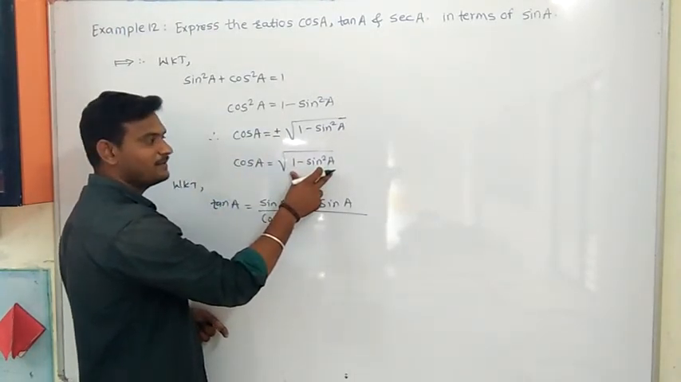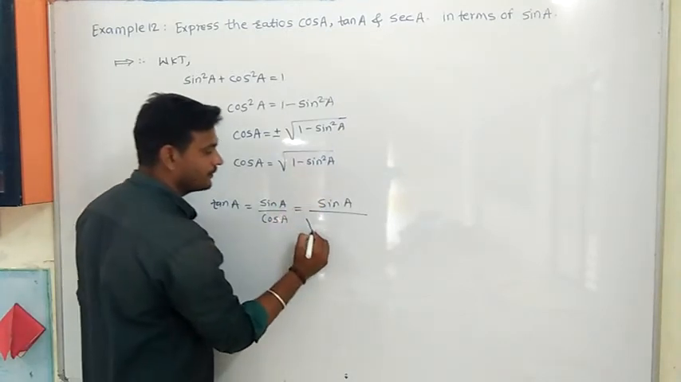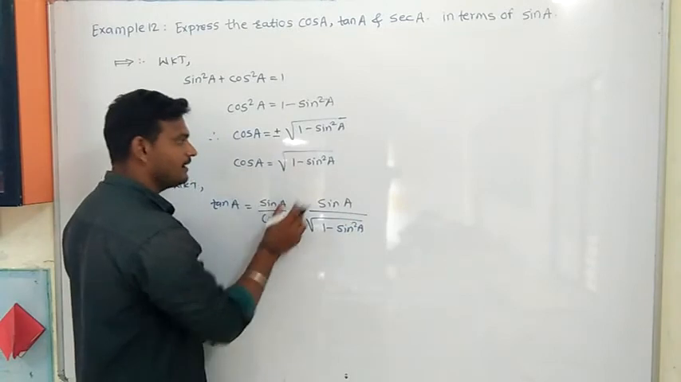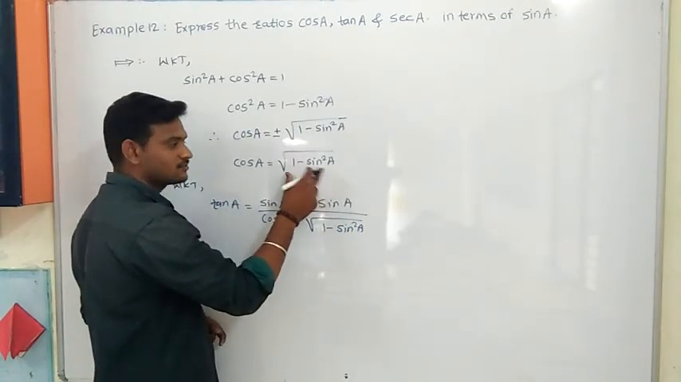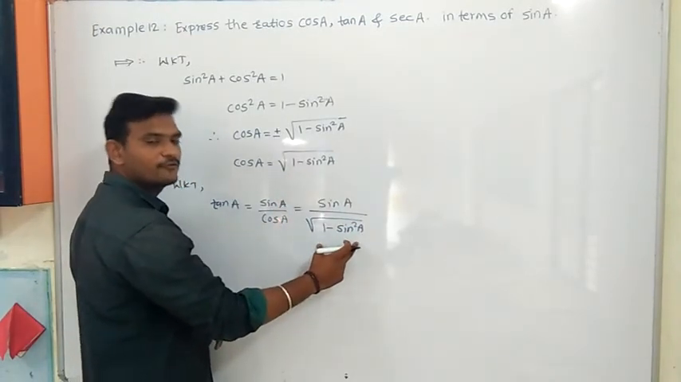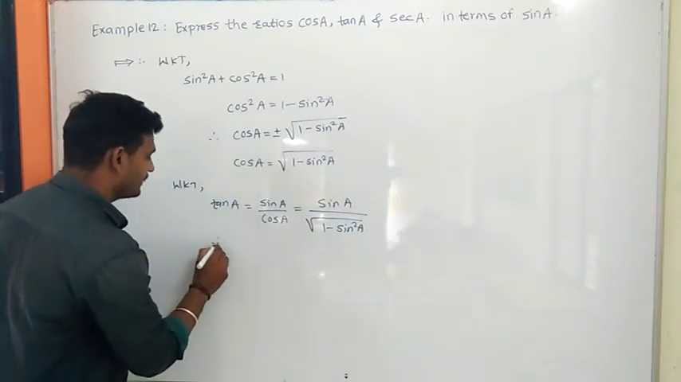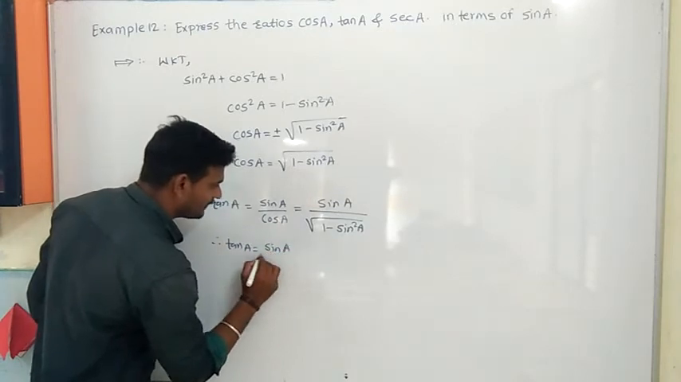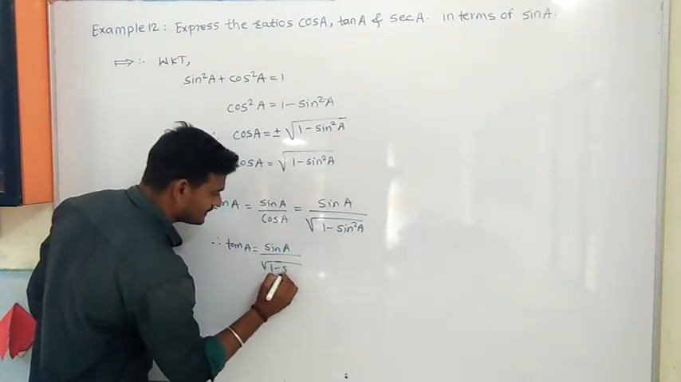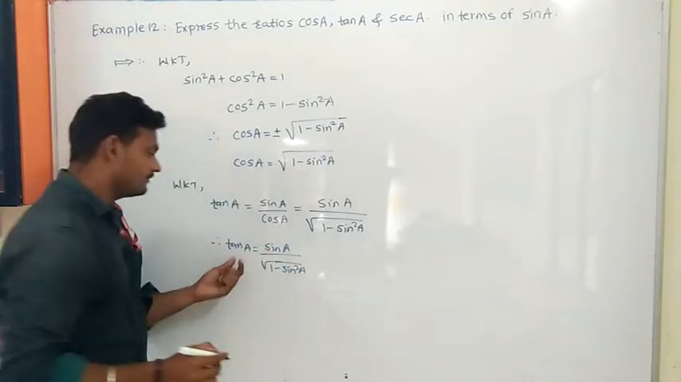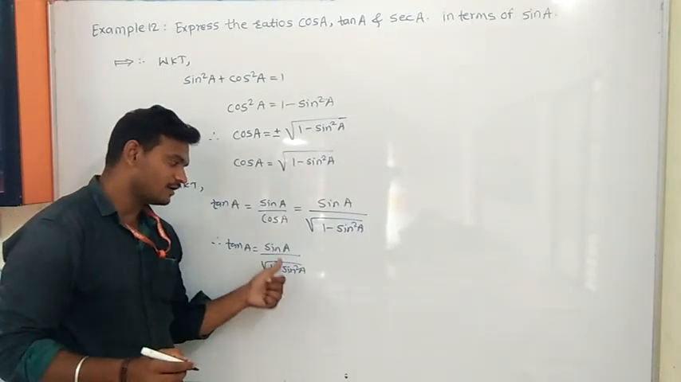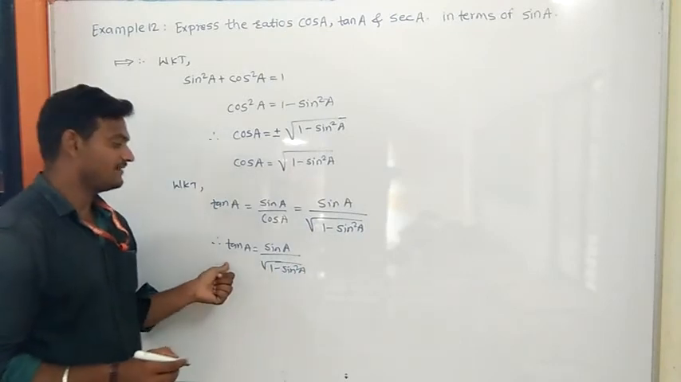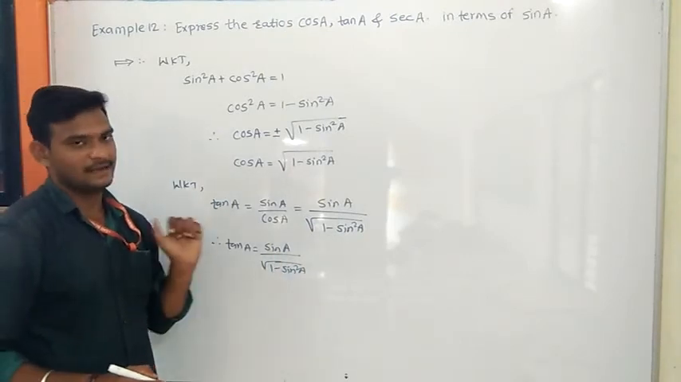Can we write it as square root of 1 minus sin square A? Instead of cos A, we have to write square root of 1 minus sin square A. Therefore, we got tan A is equal to sin A divided by square root of 1 minus sin square A. Now check here whether this tan A is in the form of sin A or not. Sin A के form में आया है ना? That is in the terms of sin A. Yes, we have expressed the tan A in the terms of sin A.